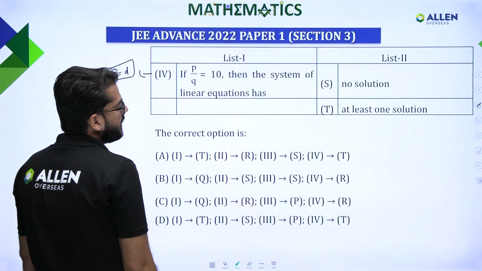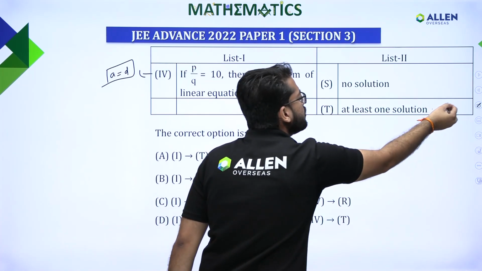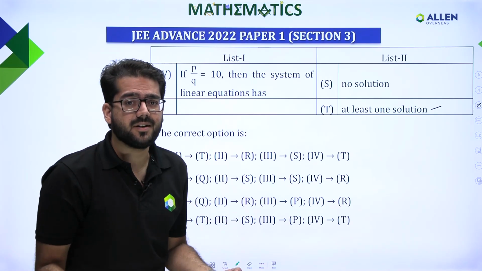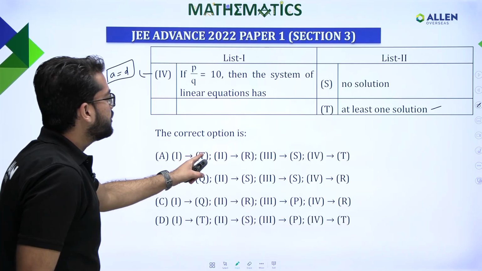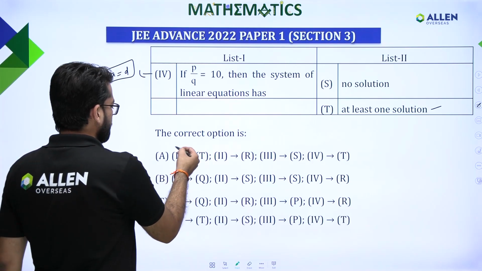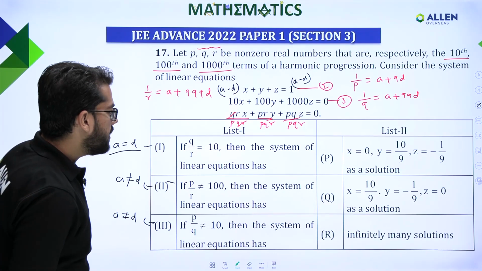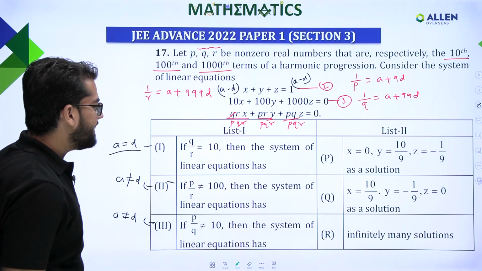Also, when you think about option t, at least one solution, so this is also the correct one. At least one solution is also the correct one, because we have the infinite solution, right? So now think about the options. Option number a, we have first should be connected with t. Yes, this is also the correct one. First should be connected with q. Q, we have what? We have x 10 by 9, y minus 1 by 9, and z 0.